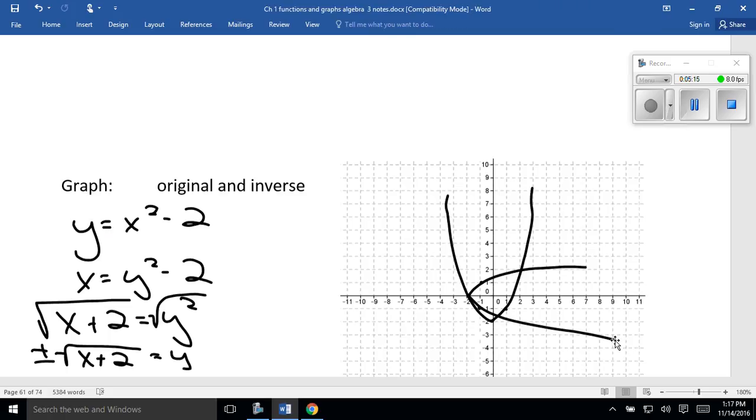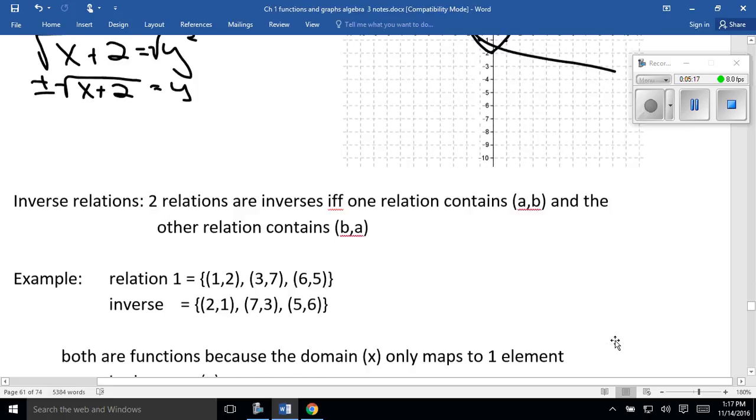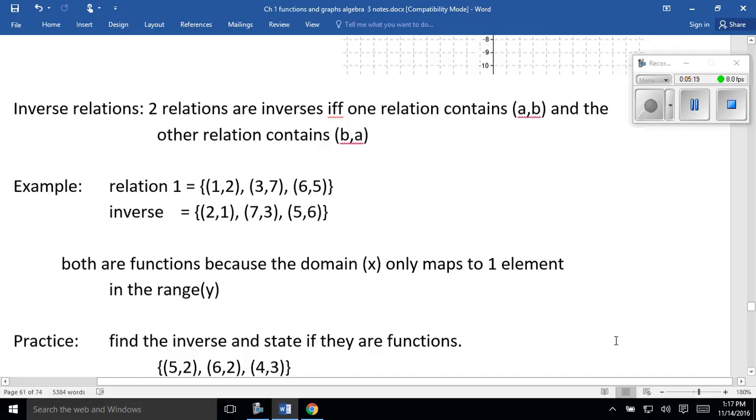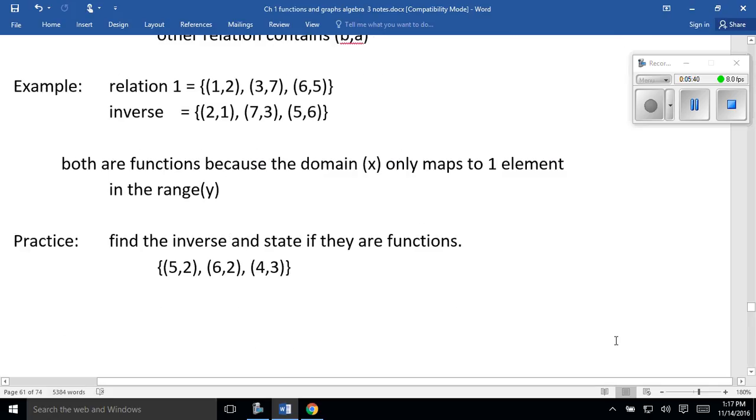Are we ready? Okay, inverses are not difficult. One thing to remember about inverses: if 1, 2 is on the first graph, what's going to be on the inverse graph? 2, 1. Because you're switching the x's and the y's. So 3, 7, I better get 7, 3. 6, 5, I'm going to get 5, 6. Easy enough? Okay, so your range becomes your domain, and your domain becomes your range.